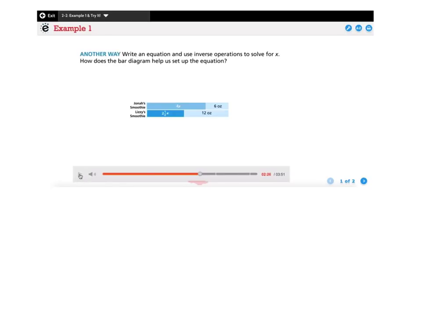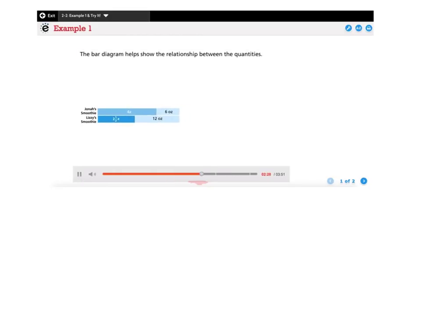Okay, so a couple things. One, that whole bar diagram, guys, was a little confusing there. It helps show the relationship between the quantities. 4x plus 6 is equal to 2 1/2 x plus 12.